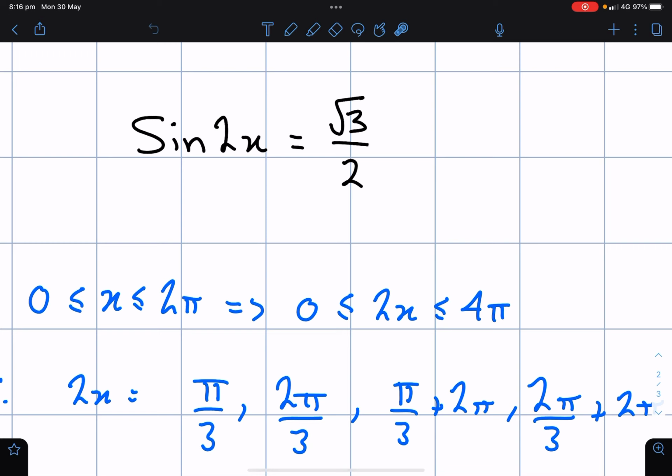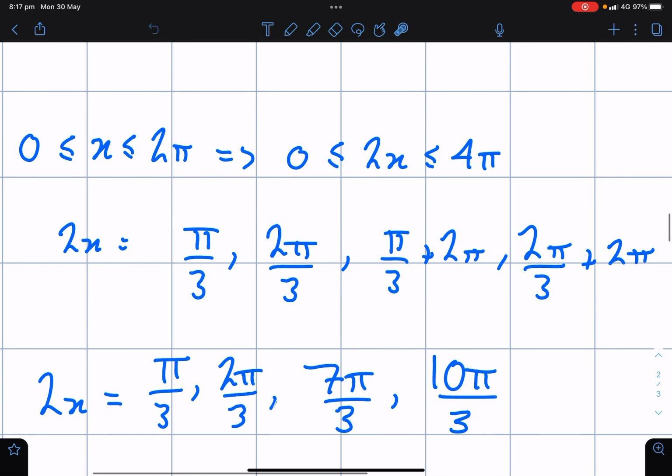We have pi on 3, 2 pi on 3, so there are two that we know from 0 to 2 pi. And then all we have to do is add 2 pi to both of these solutions to get the same values, but in the interval 2 pi to 4 pi. That way we're covering the whole interval 0 to 4 pi. So 2x is equal to pi on 3, 2 pi on 3, pi on 3 plus 2 pi, 2 pi on 3 plus 2 pi. So 2x is equal to pi on 3, 2 pi on 3, 7 pi on 3, and 10 pi on 3. Now we've got it in this form, we can solve for our x.